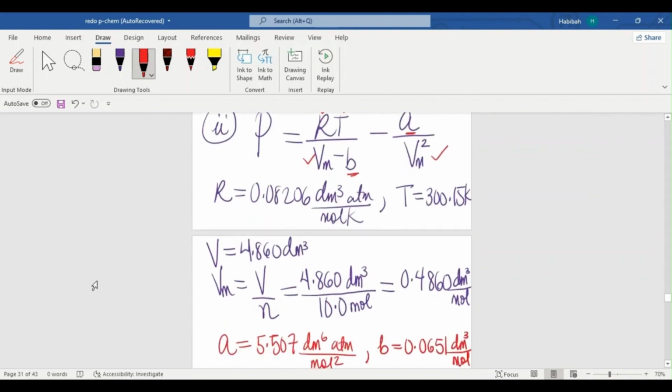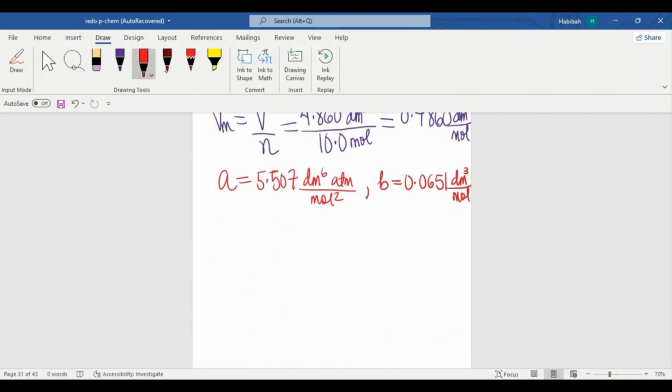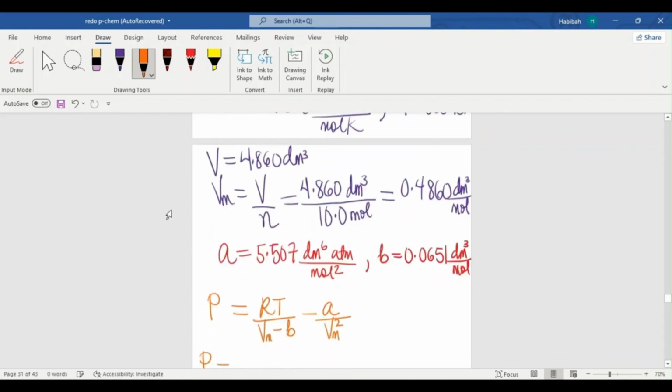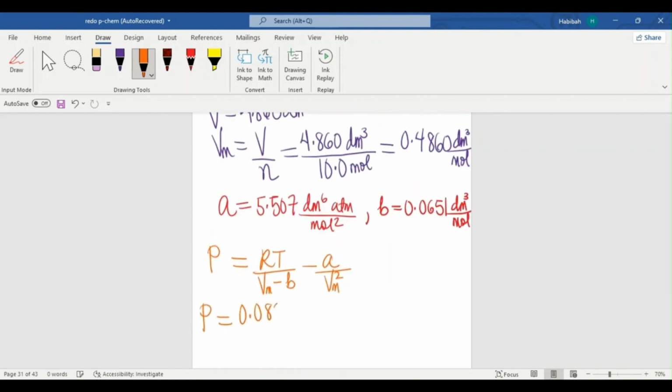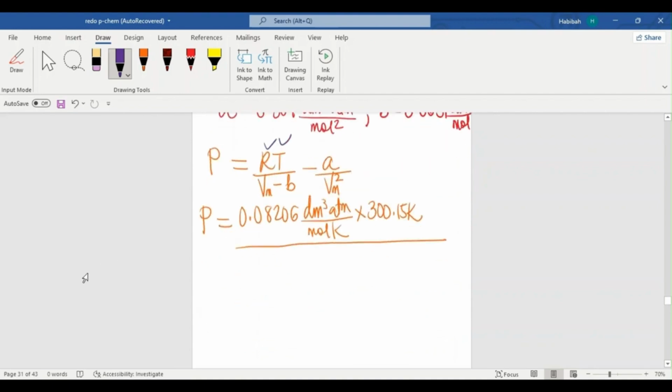So yeah, you have pressure. So that would be pressure is equal to RT divided by Vm minus B minus A divided by Vm squared. So pressure is just equal to 0.08206 dm cube atmosphere per mole Kelvin times, of course, temperature, which we know to be 300.15 Kelvin. So that's the numerator of the first part. Now we divide by Vm minus B.